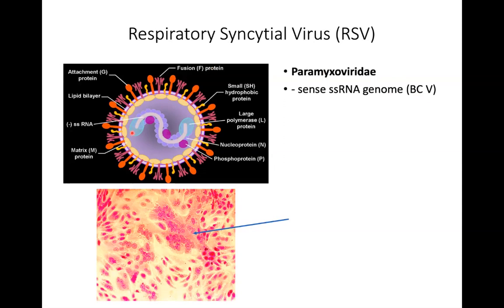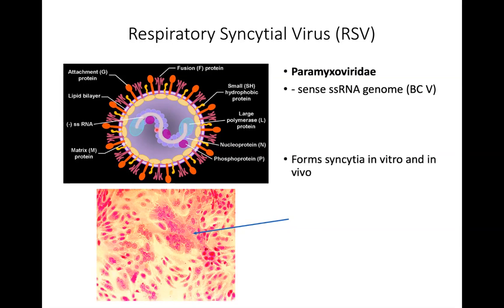So here's a little diagram of our virus. Here it is with its helical capsid around its negative sense single-stranded RNA. It then does have an envelope surrounding the whole thing, and a number of glycoproteins coming outside of that envelope. So there's the attachment protein, there's a fusion protein that's going to allow membrane fusion, and then the proteins inside that make up the helical capsid.